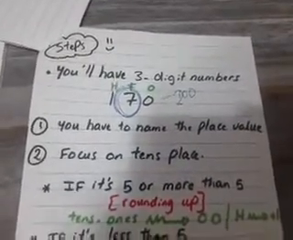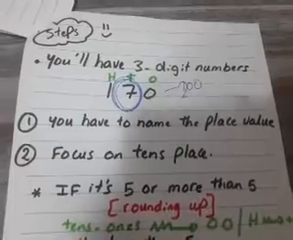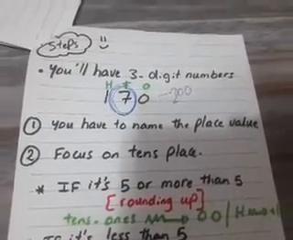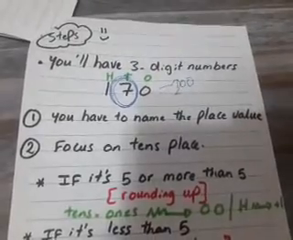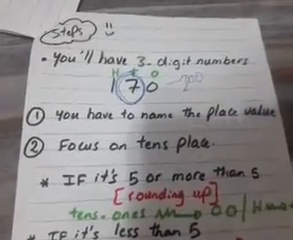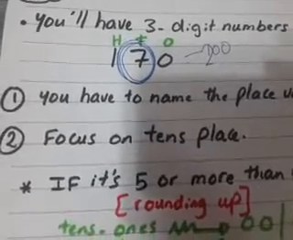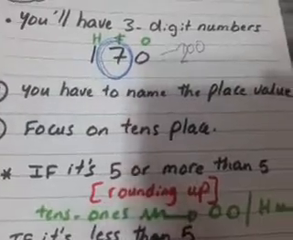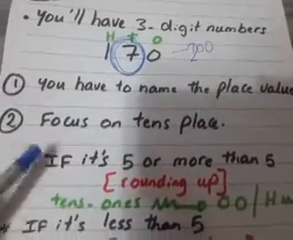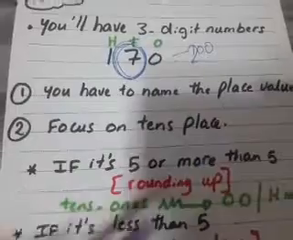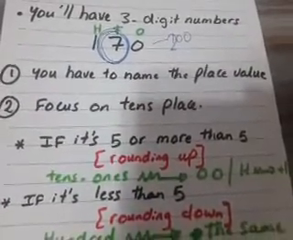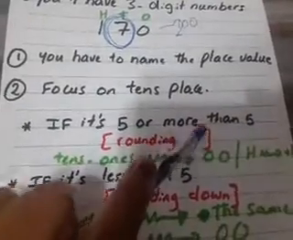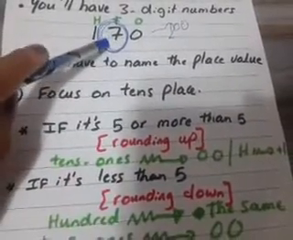Okay, if you remember, in the 2-digit numbers, I told you to focus on ones. Here we focus on tens. So the difference is in 2-digit numbers, we focus on ones, but here we focus on tens, the middle number. So we focus on the tens place. If it's 5 or more than 5, we will make rounding up. I'm talking about the tens or the middle number.